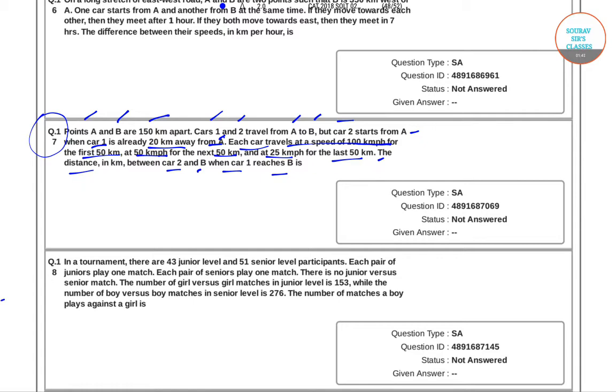Now, as we know that car 1 starts earlier than car 2, car 1 will reach point B earlier than car 2. In that case, we need to find the distance between point B and car 2 when car 1 has already reached point B. So this is the question. Let us try to solve it.